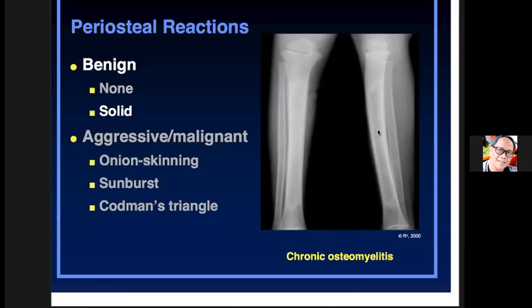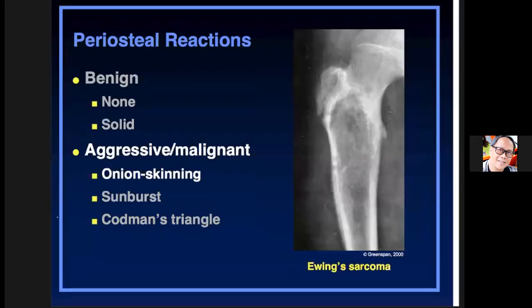The lateral view also shows you the same sclerosis, and the layering can be seen best in an AP view. Probably this is on the sides, that's why you can't see it in the lateral view. That's chronic osteomyelitis. On the other hand, if you're dealing with an aggressive or malignant lesion, one example is onion skinning.